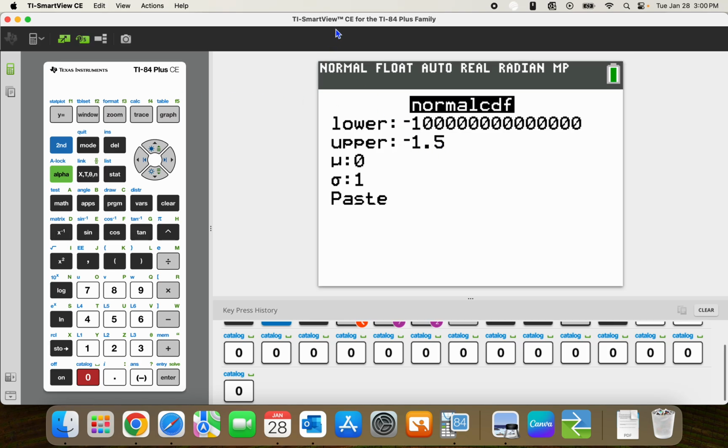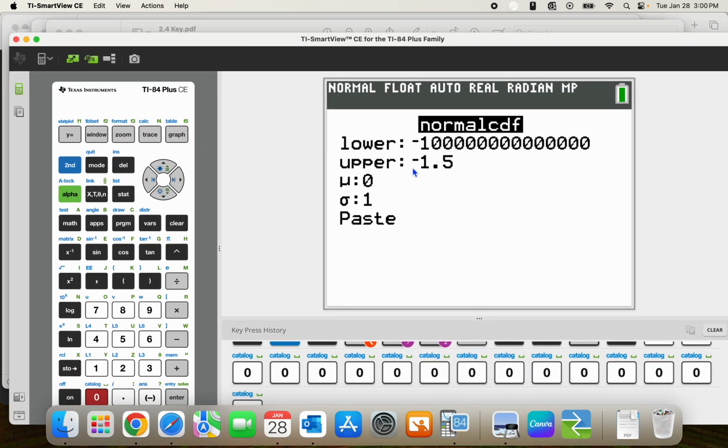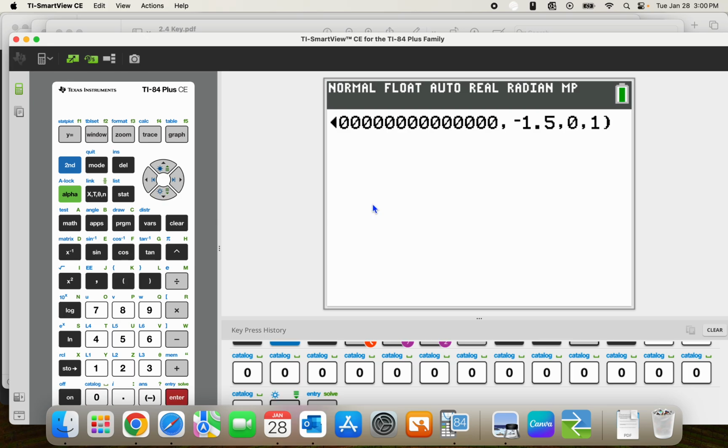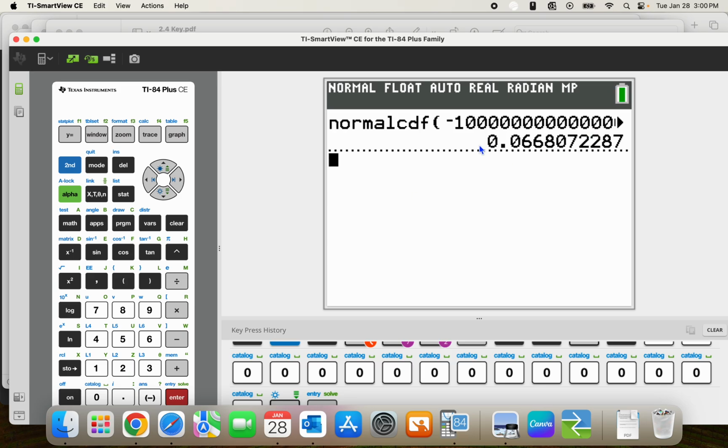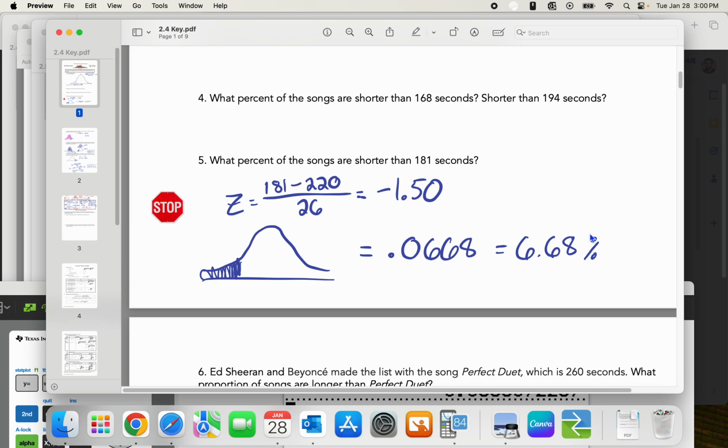The upper bound is going to be the right side of your shaded area, and that is our z-score in this case, -1.5. So I have that as -1.5. When we are working with z-scores, keep the mean as 0 and sigma as 1, and paste that in. And that is the area. The area under that portion of the curve is 0.0668, which is 6.68%.